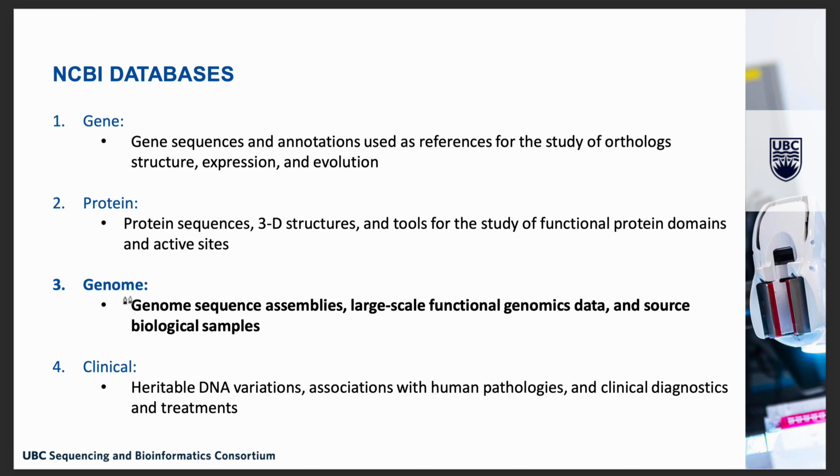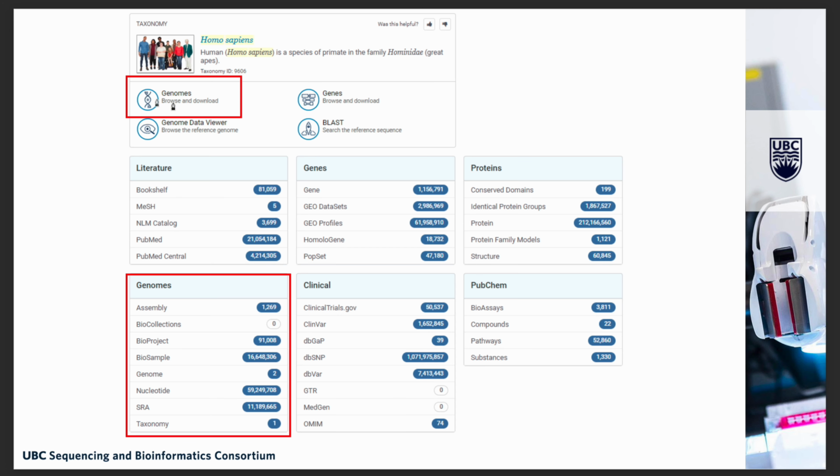Our next target is genome, and as the name represents, the genome sequence would contain several genome assemblies, large-scale functional genomics data, and sources of biosamples. After proteins we have genomes, and related to this, we have different assemblies, biocollections, bioprojects, and biosamples, which relate to our search query. And then we have genomes, nucleotide, SRA, and taxonomy.